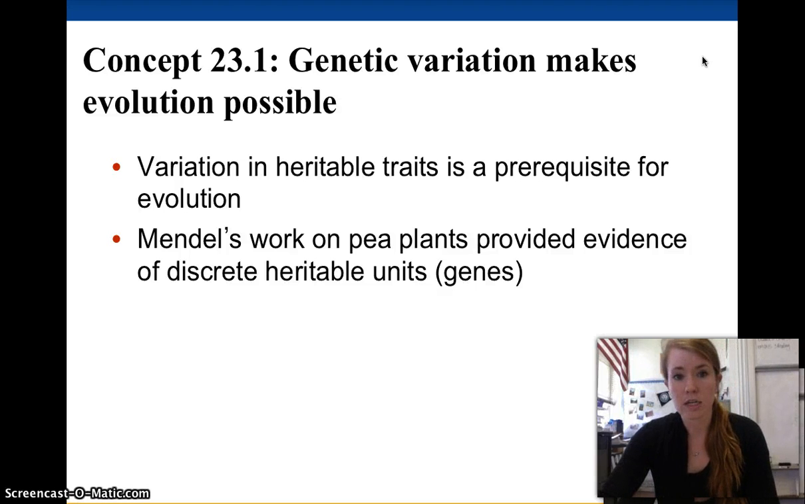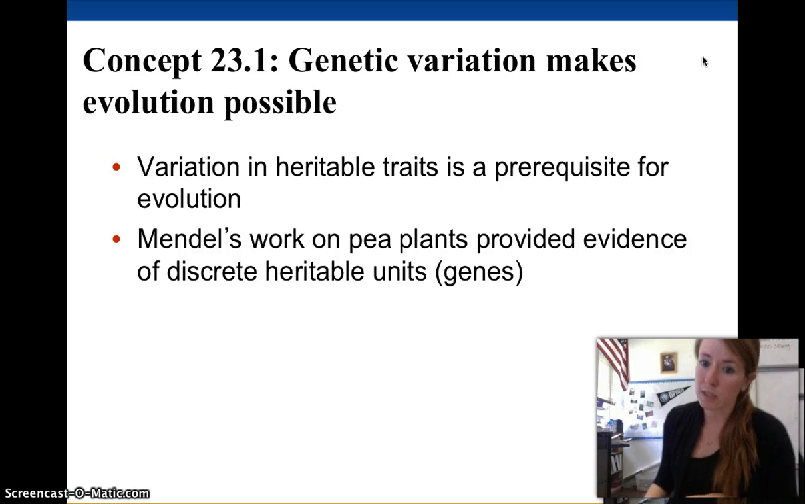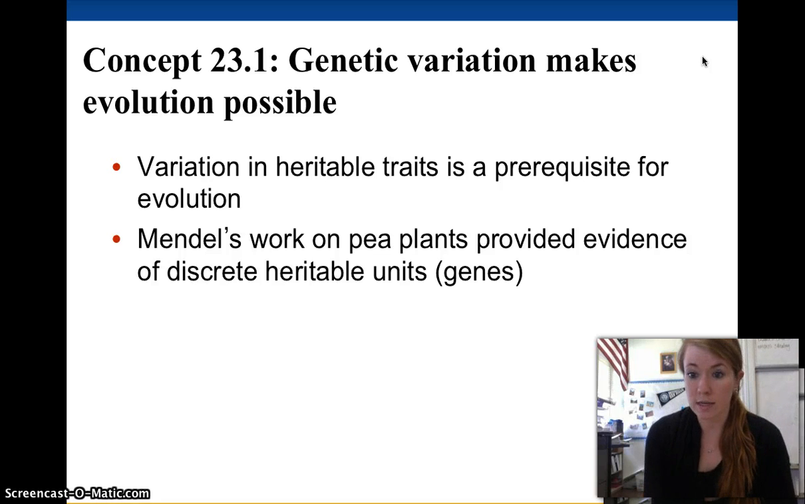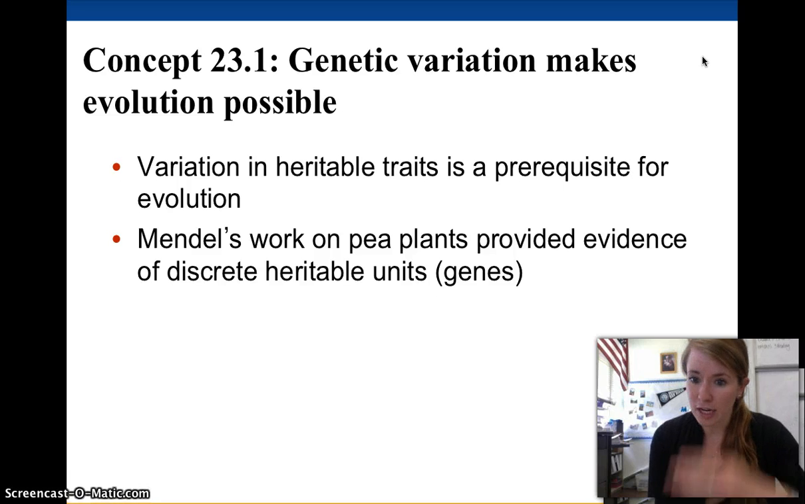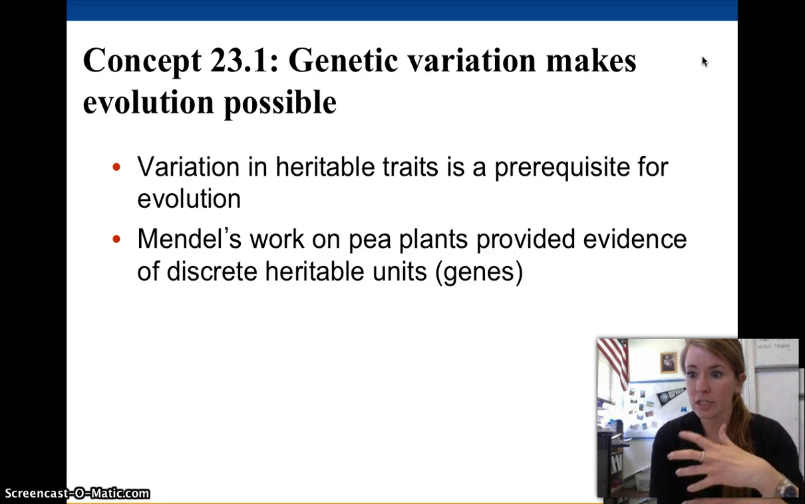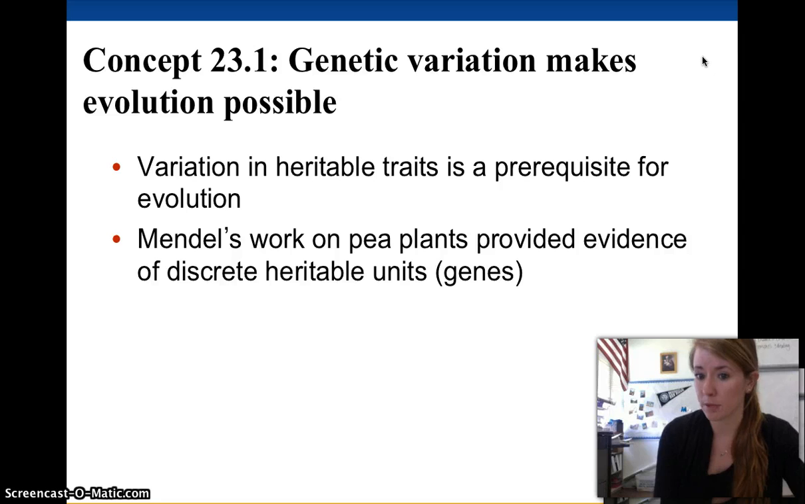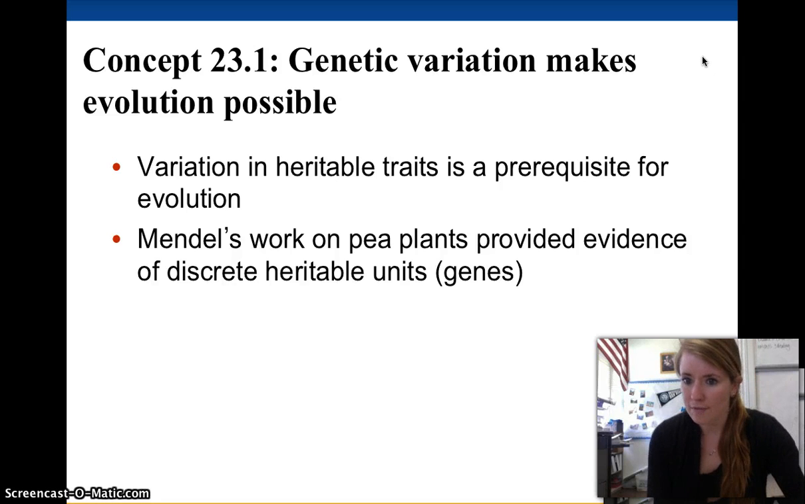So the first section is called genetic variation makes evolution possible. Remember that that's one of Darwin's principles, that there's variation in a population, and that's really, really important. Because if there's no variation, then there's never going to be any change, right? So we're changing based on what's already in the population, and if there are no differences, every single generation is going to be exactly the same.